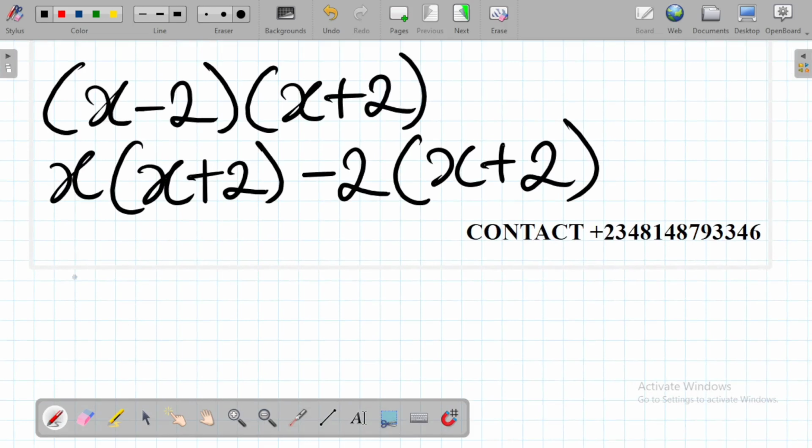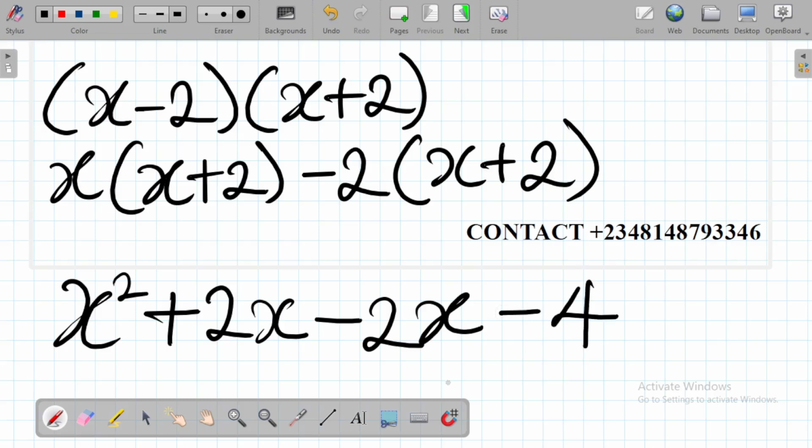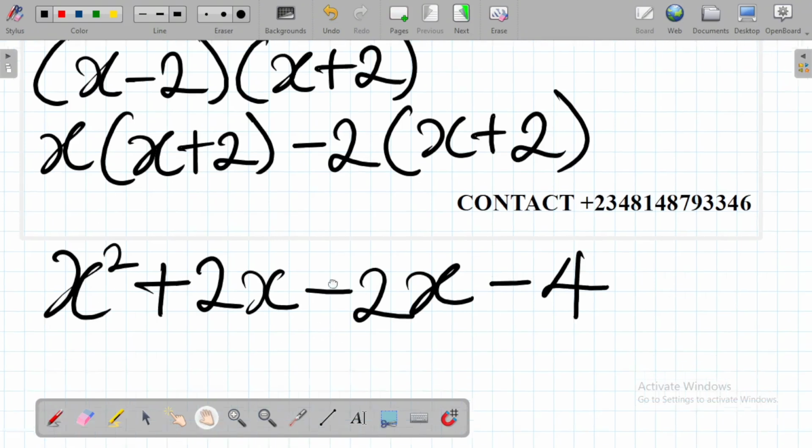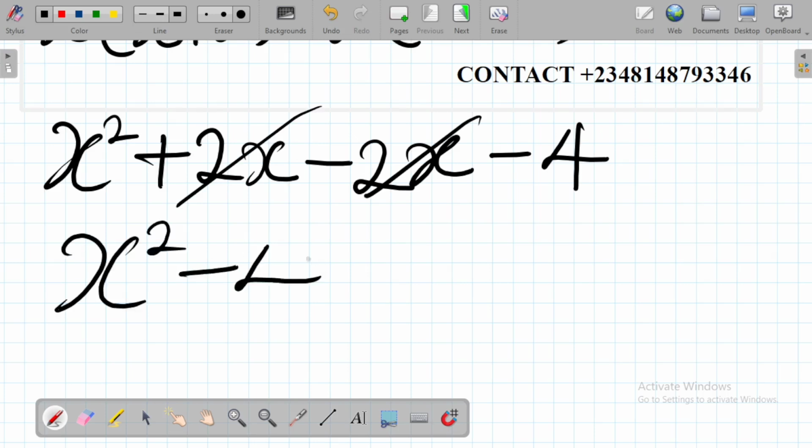X multiplies x, so we have x squared, plus x multiplies 2 gives us 2x. Minus 2 multiplies x gives us minus 2x. Minus 2 multiplies 2 gives us minus 4. So positive 2x minus 2x cancels off. So we're left with x squared minus 4.